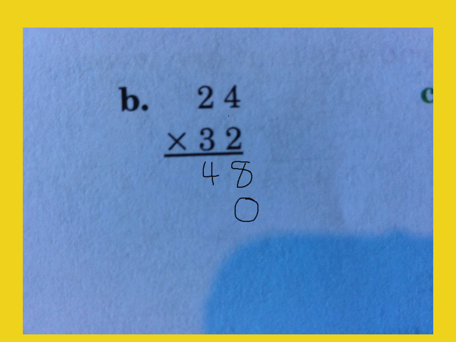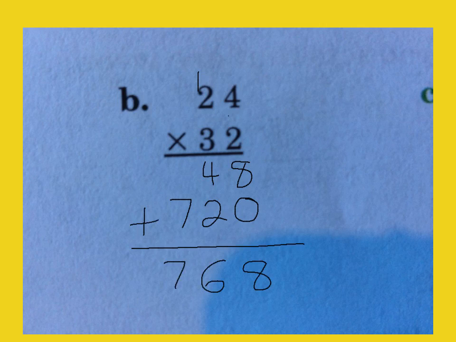3 times 4 is 12, carry a 1. 3 times 2 is 6, plus 1 more is 7. We'll add these up. 8 plus 0 is 8. 4 plus 2 is 6. Bring down the 7. And our answer is 768.